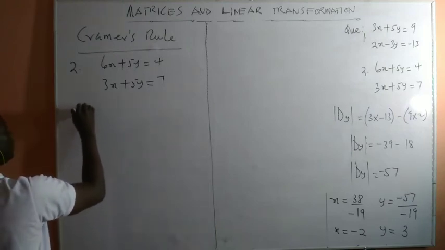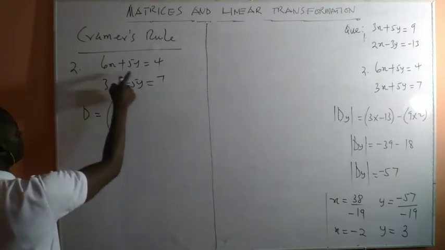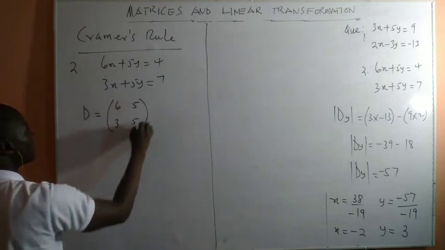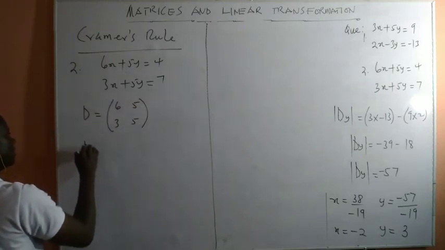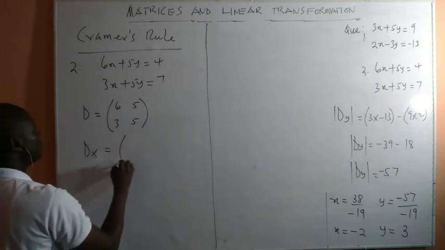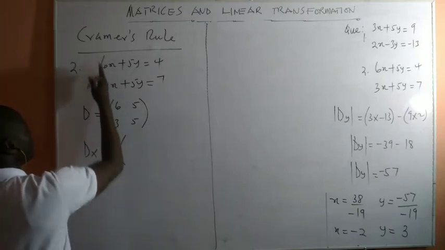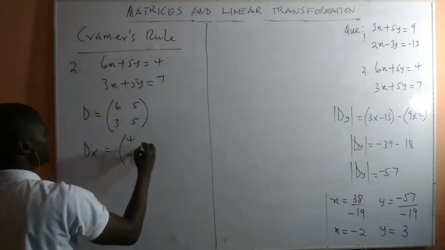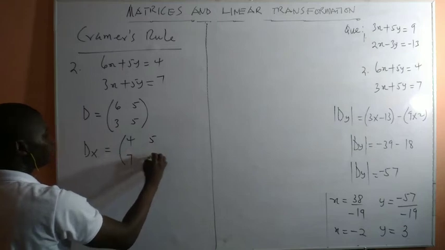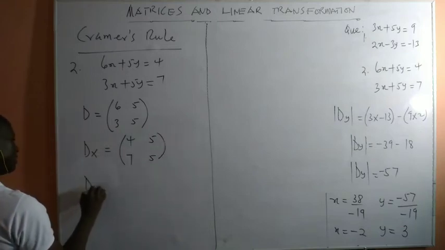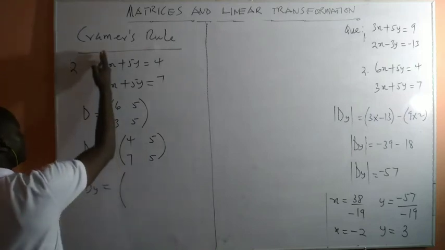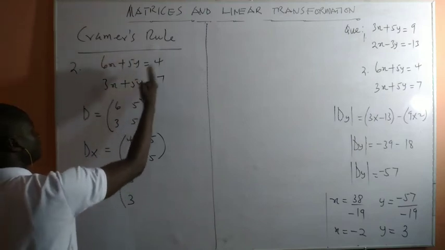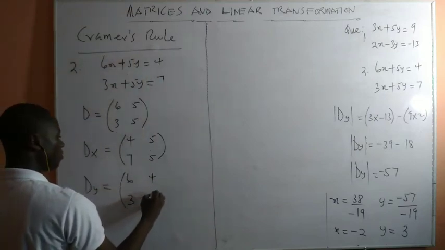Straight away, because now I know you understand what we are talking about, the coefficient matrix D is the coefficients of the variables: 6, 5, 3, 5. Then the X matrix is where the coefficient of X is replaced by the constants, so we have 4, 7, and we maintain that of Y, which is 5, 5. The Y matrix: we maintain the coefficients of X, that is 6, 3, but the coefficients of Y are replaced by the constants, so we have 4, 7.